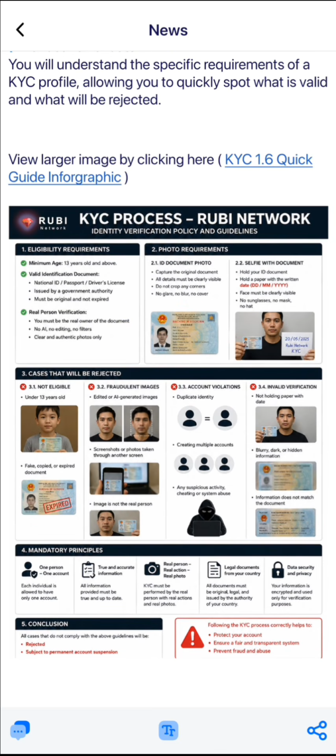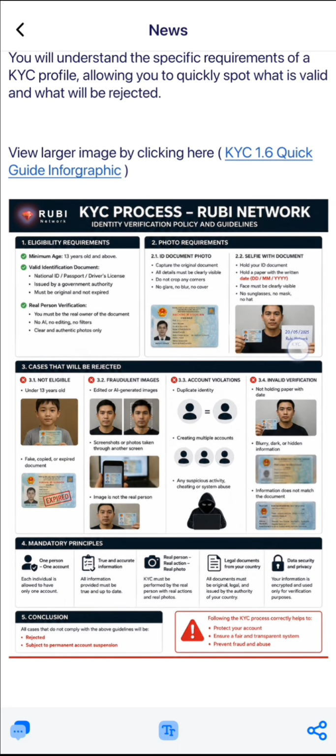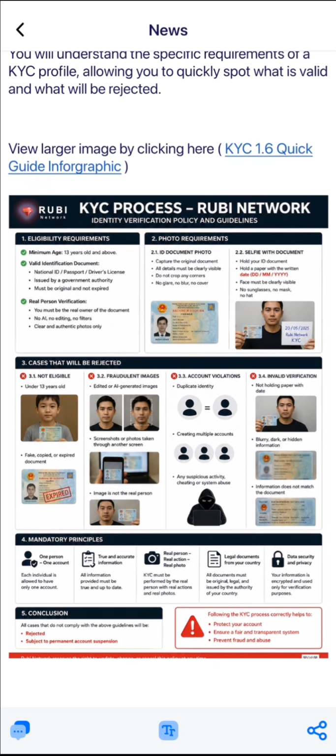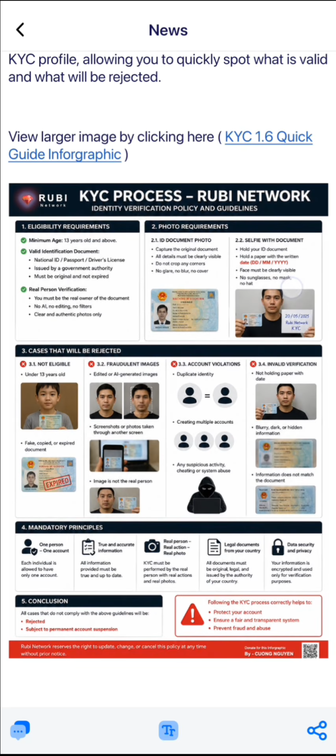So ID verification: you need the front page of your ID and then a selfie with you holding your ID card. You also need to write something on a paper like this, showing the date, the month, that is your date of birth, the month and so on, and then you write Rubi KYC. You need to hold it. So this is how you are going to do the KYC.